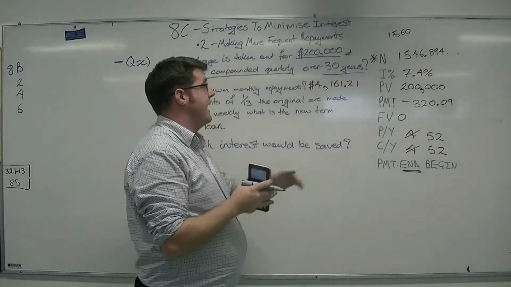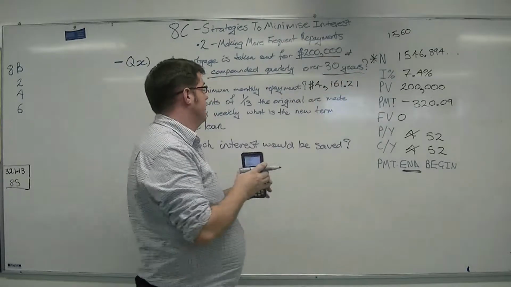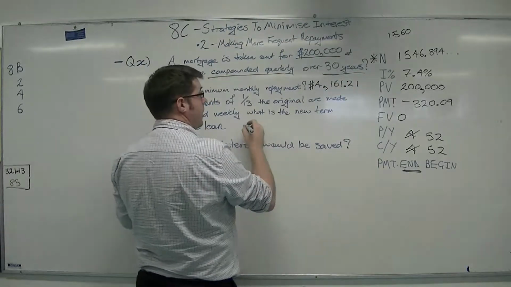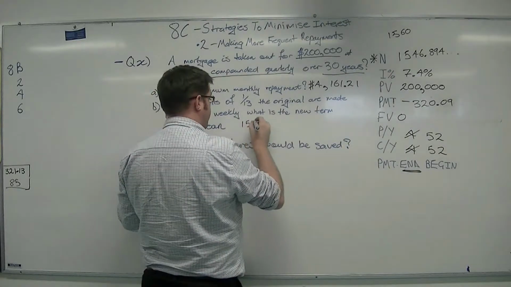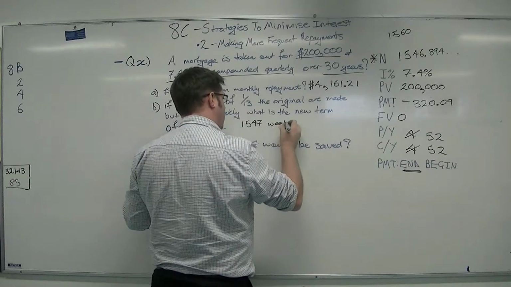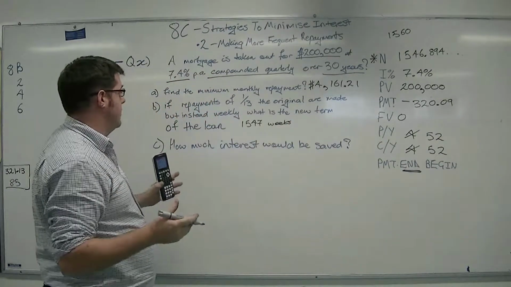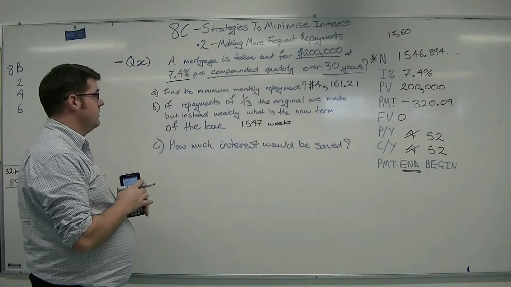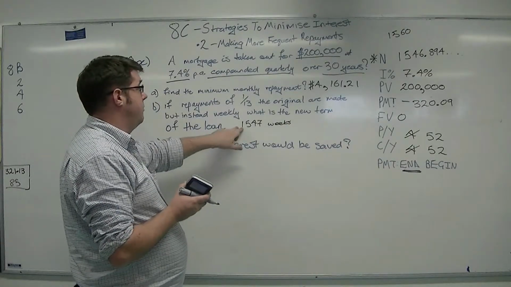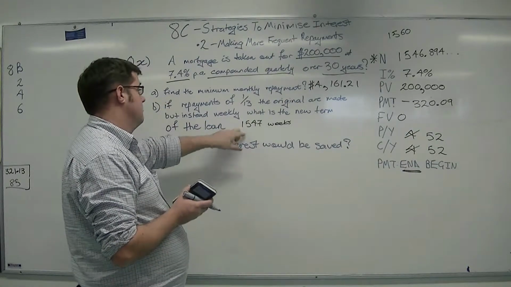Remember, we can't have a partial week, so this has to be the new term of the loan. I would leave that as 1,547 weeks. Okay, there we go. So as you can see, we've managed to reduce the term of the loan by 13 weeks.